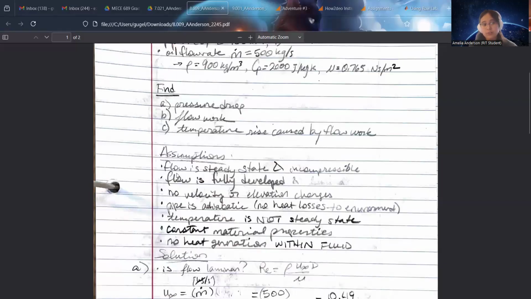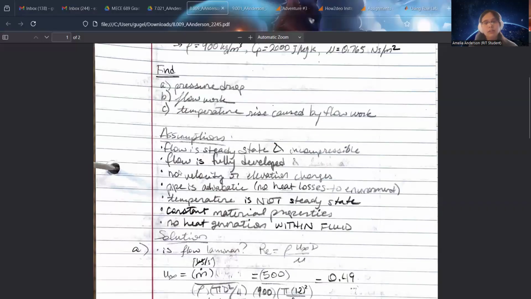We're going to make a few assumptions. Steady state and incompressible. The flow is fully developed. We're going to assume that because it's a really long pipeline, so I don't think we're going to have any entrance length problems. No velocity or elevation changes. This is just getting rid of all potential and kinetic energy terms out of the first law of thermo.